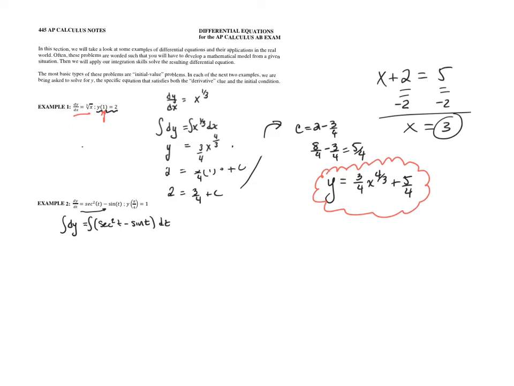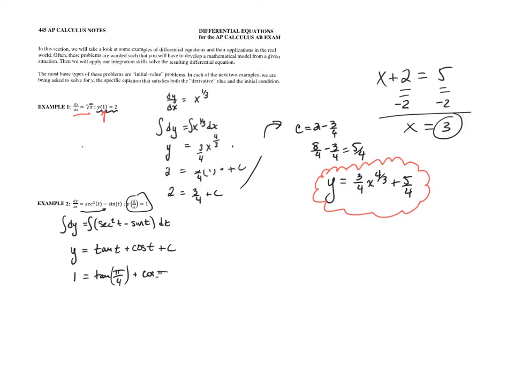And of course, integrating dy is y. And integrating secant squared, that integrates up to tangent. And negative sine integrates up to cosine, because remember the cosine derivative is negative sine. And then we'll put our plus c on this side. And now we use our condition that at pi over 4, we need to have a y value of 1. So I'm going to put a 1 here and a pi over 4 in for each value of t.